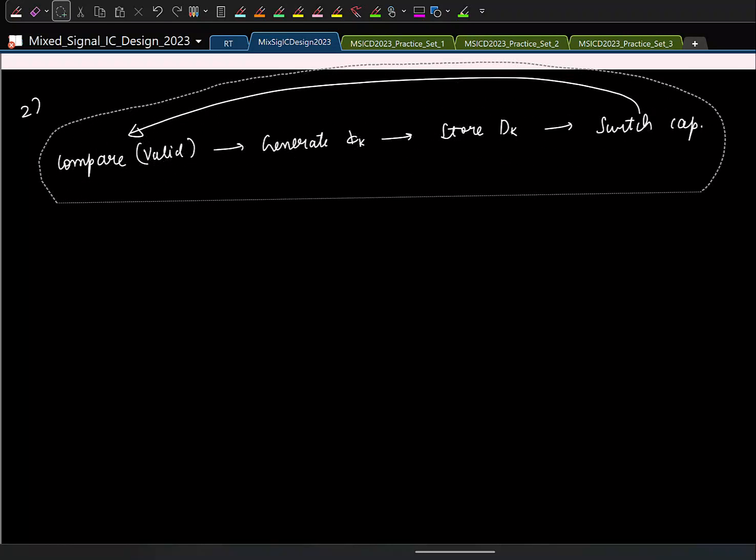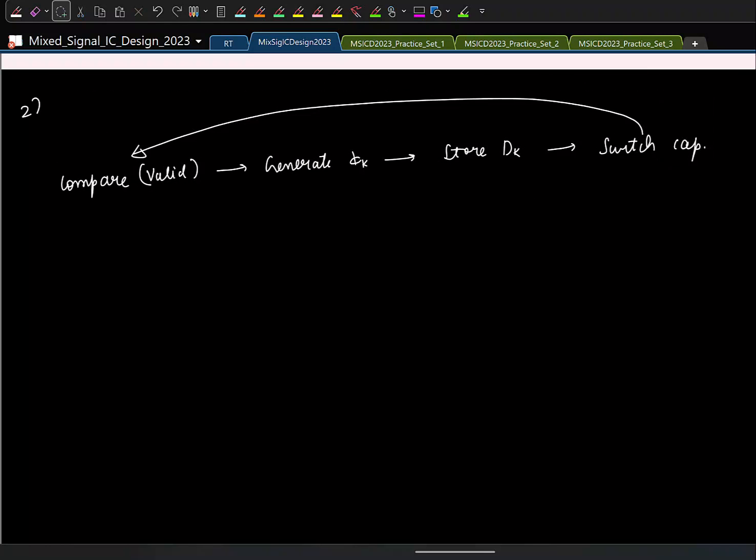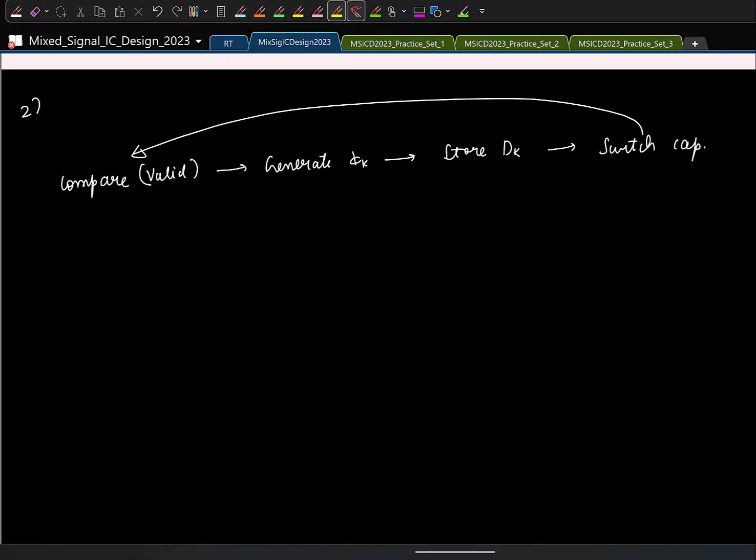But now let us say you are trying to design a very high speed SAR ADC, which means I am trying to minimize the delay in this overall operation. So let's look at each of these operations and see which of these are absolutely critical and which of the operations are not so essential, and let's see if we can do something there.